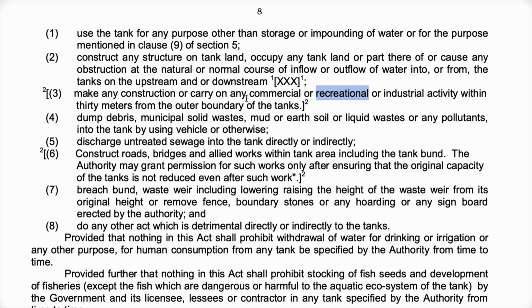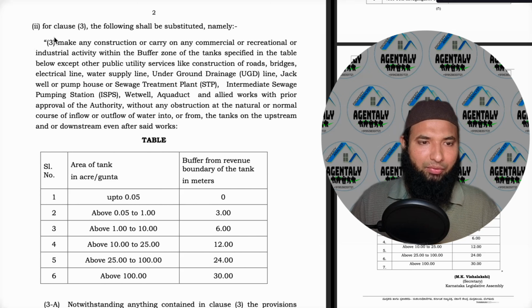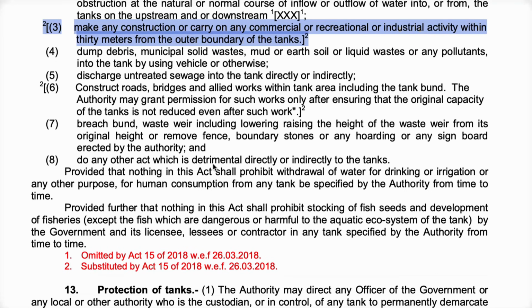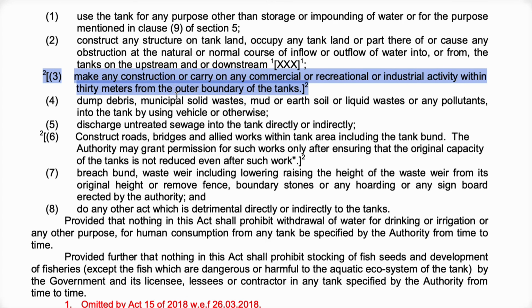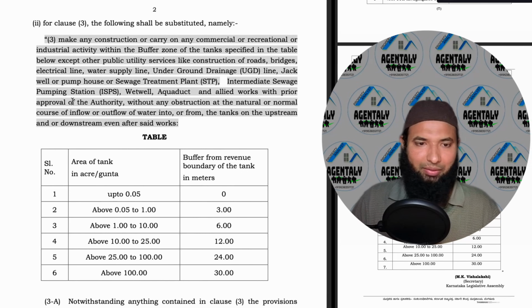No person shall construct any commercial, recreational, or industrial activities within 30 meters from the outer boundary of the tank. So this clause 3, which is telling there is nothing to be constructed within 30 meters of buffer, is going to be replaced with this 3. So it was only one sentence that within 30 meters nothing can be constructed, even recreational they were telling. I don't know below if any provided that act stocking fish or something. No, nowhere it is telling that anything can be constructed. Recreational also, I'm getting shocked that recreational also they are doing like that.